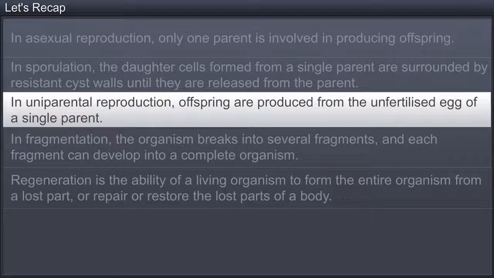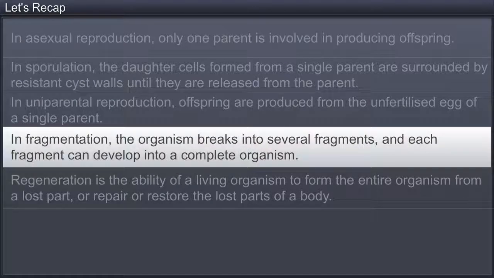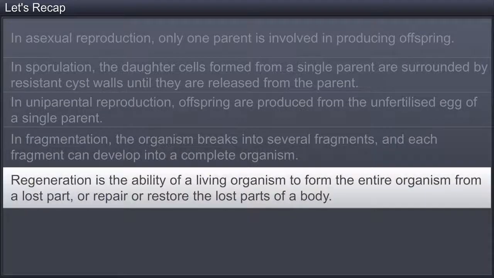In uniparental reproduction, offspring are produced from the unfertilized egg of a single parent. In fragmentation, the organism breaks into several fragments, and each fragment can develop into a complete organism. Regeneration is the ability of a living organism to form the entire organism from a lost part or repair or restore the lost parts of a body.